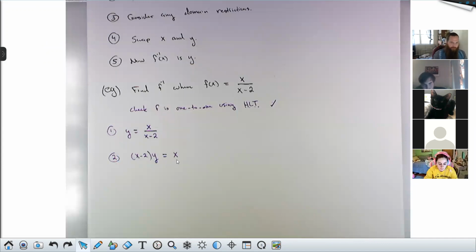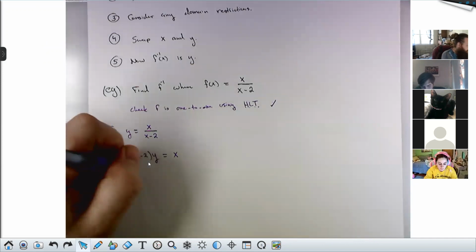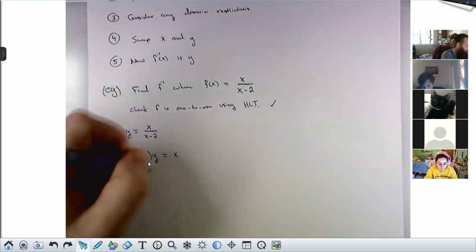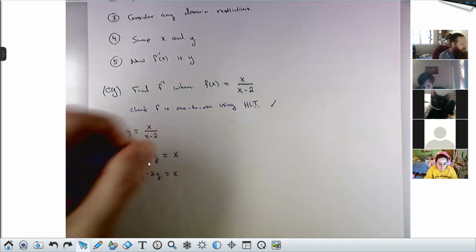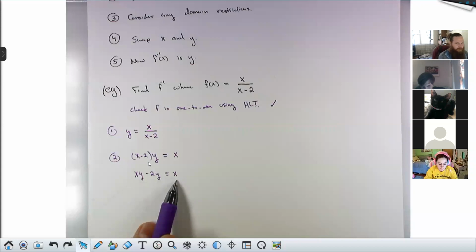Now I want to get x alone. To do that, I need to distribute this y and then bring this guy to hang out with his buddy here. So this is going to be xy minus 2y equals x. I've got an x here and an x here. I want those guys together. This guy, the minus 2y, doesn't have any x's. So I'm going to push him to the other side.